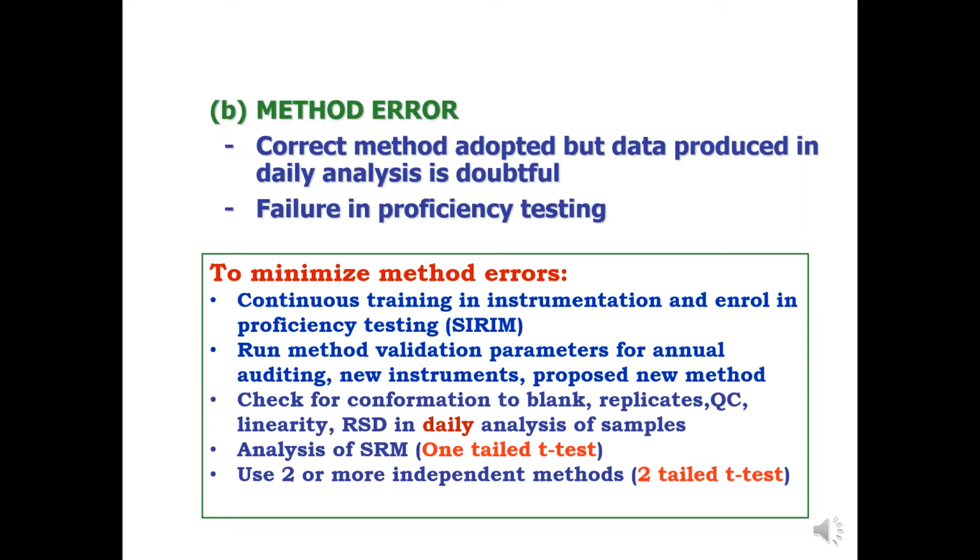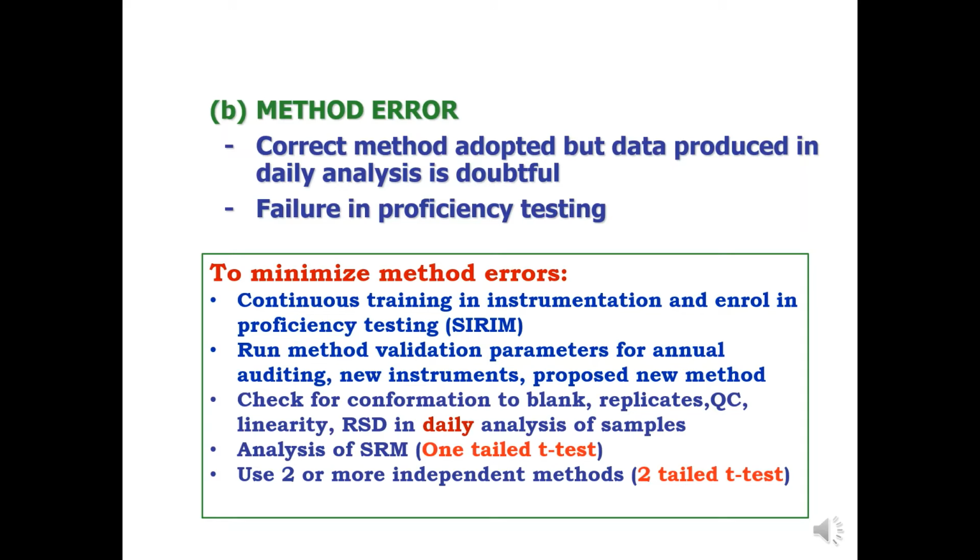Or if you do not have any standard method, standard solutions or SRM, and you are running using your AAS instrument, you can compare it with another instrument. Run replicates using this instrument, you get a mean, and compare that with any other established method. Or you can send it to an accredited lab and compare your data with the data of the accredited lab, which is very well established. Based on what we call a two-tailed t-test, if the mean of your data and the mean of the reference laboratory's data show no significant difference, what can we say? The data produced in our lab is correct.